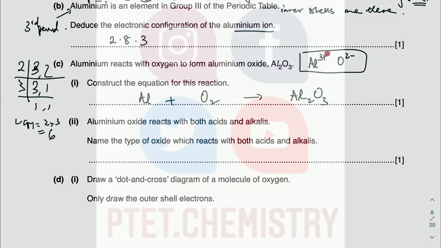So to get to 6, you need 2 of the Al. To get to 6, you need 3 of the oxygen. Only then 3 times 2 will give you plus 6, and 2 times 3 will give you minus 6. Plus 6 minus 6, no charge overall in the compound. Balancing the equation: 2 aluminium on the right, so I need 2 aluminium.